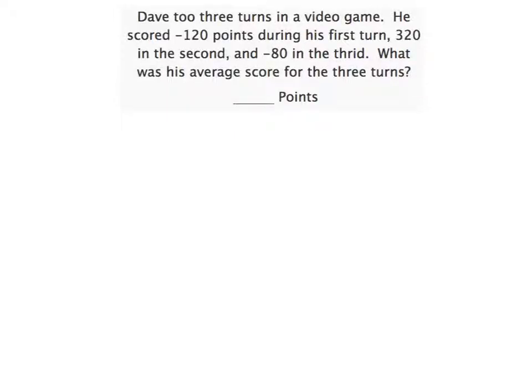Alright, for this problem it says Dave took 3 turns in a video game. He scored a negative 120 in his first, 320 in the second, negative 80 in the third. That should be third, not thrid. Whoops! What was his average score for the 3 turns?